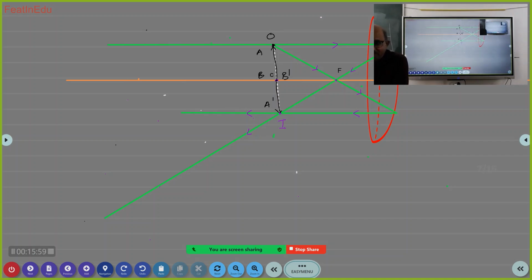Object is on the center of curvature. When the object is on the center of curvature, then the image distance and the object distance will coincide. I am happy. So I have shown you beyond C, at C, between F and C. Did you understand all this? Yes, and you saw the theory also, practically also you saw it, and theoretically. Okay? Shall we move on? Yes, sir.